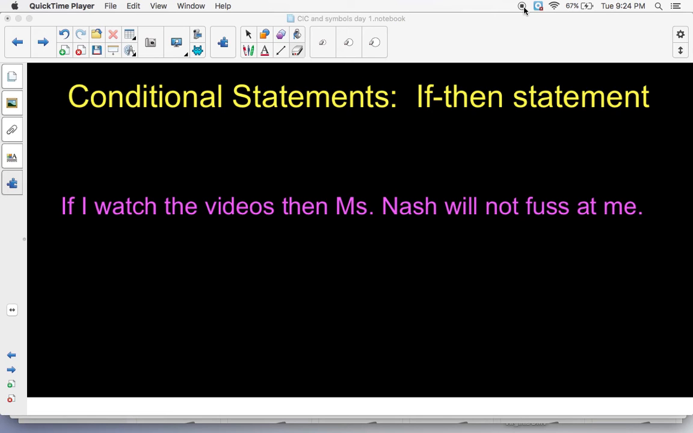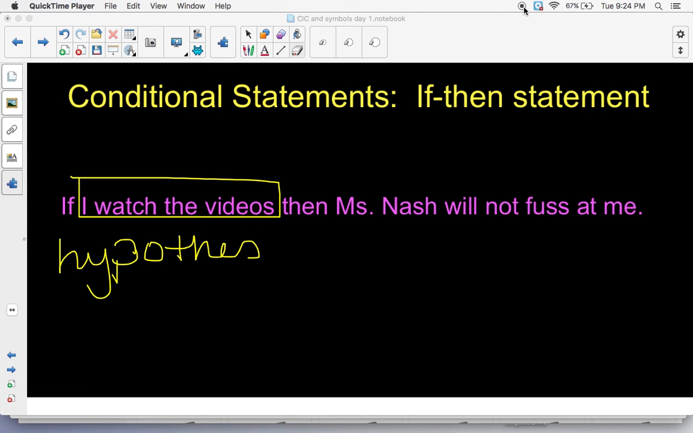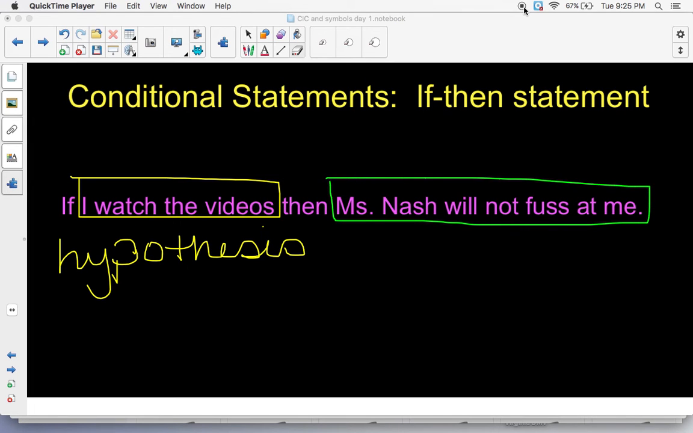Here is an example of a conditional statement. If I watch the videos, then Miss Nash will not fuss at me. There are two parts to this statement. The first part is after the if. I watch the videos. That is called your hypothesis. All right. And then the second part comes after the then. And that is called your conclusion.